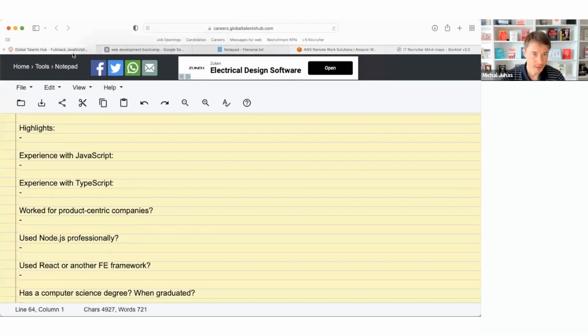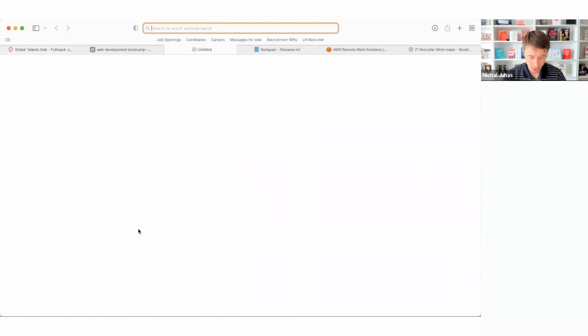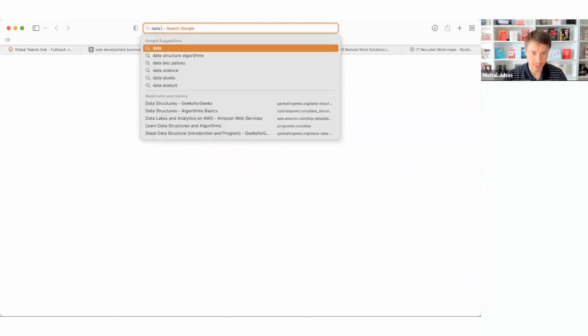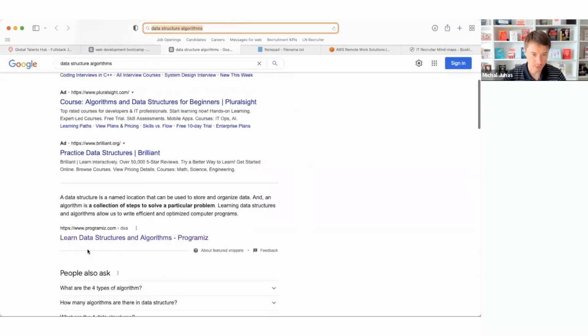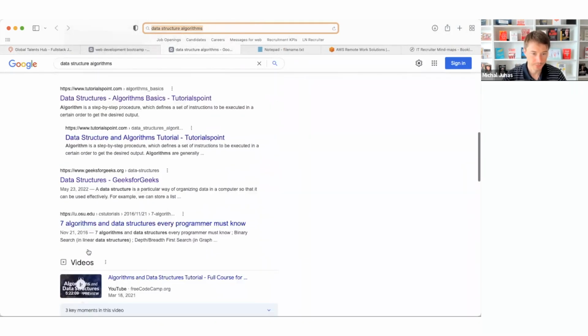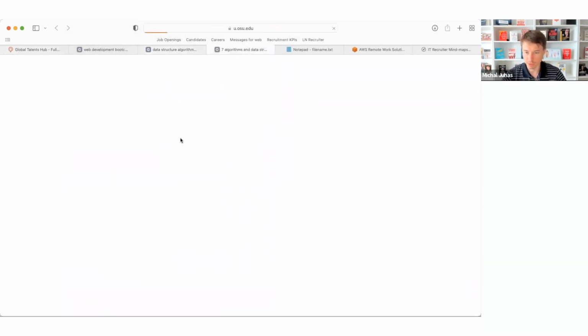So coming back to these data structures. Why don't we just open up Google and let's say, let's open up data structure algorithms, like what it actually is. So, 7 algorithms and data structures every programmer must know.